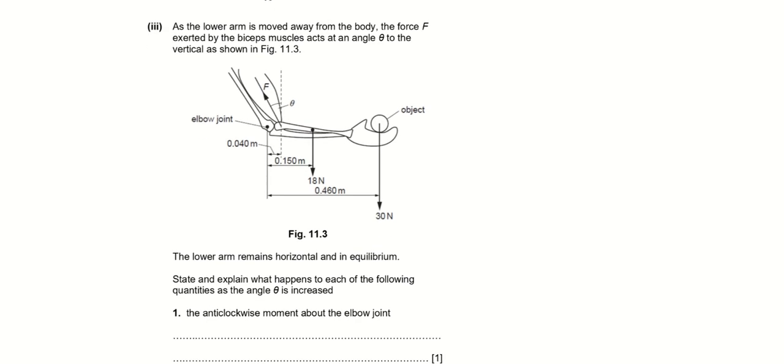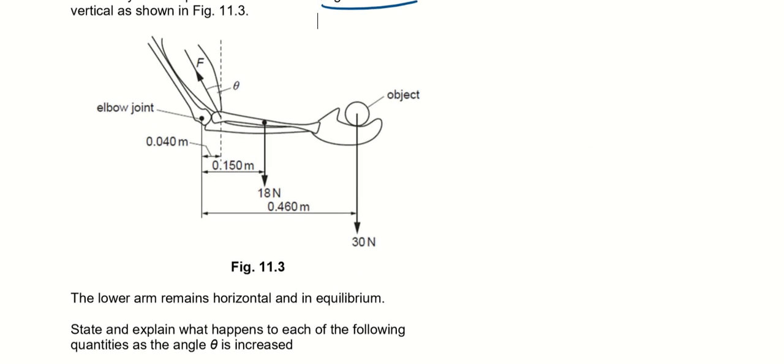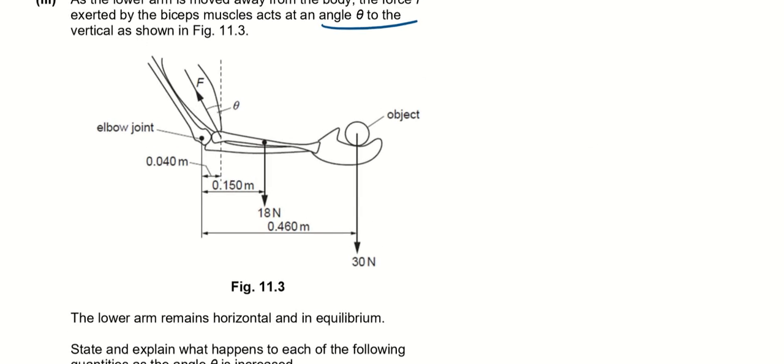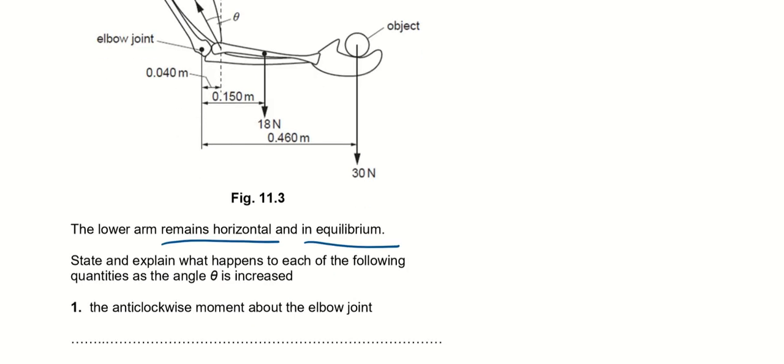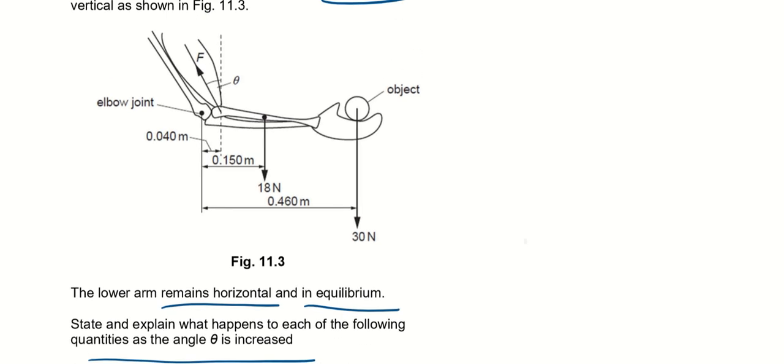As the lower arm is moved away from the body, the force F exerted by the bicep muscles acts at an angle theta to the vertical as shown. So now we can use this to see if you know how to find your perpendicular distance. The lower arm remains horizontal and in equilibrium. Then explain what happens to each of the following quantities as the angle theta is increased.